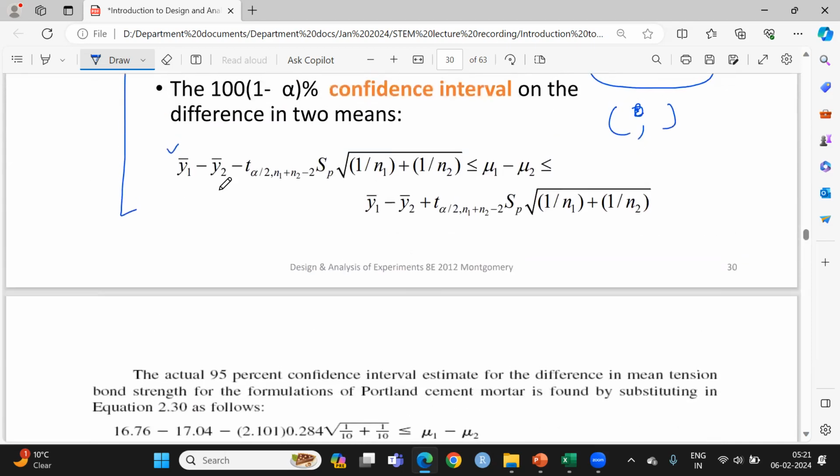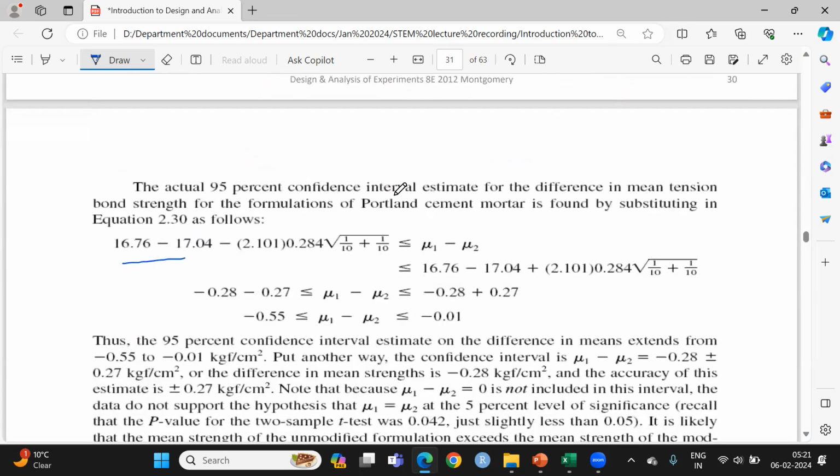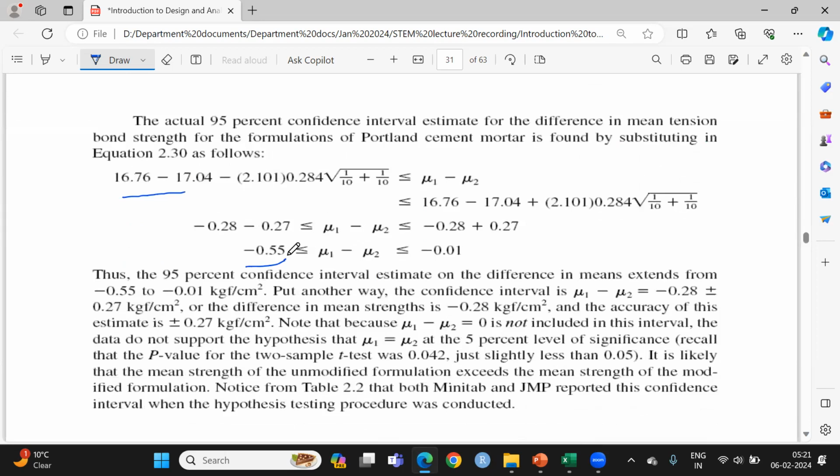That means in this formula we are putting the value of y1 bar, y2 bar, and this value we got from the statistical table corresponding to t, and we have the value of sp. We already know that this is the pooled standard deviation. So we are putting the value. Here you can see that the value starts from minus 0.55 and goes till minus 0.01. So it doesn't have the value of 0, right?